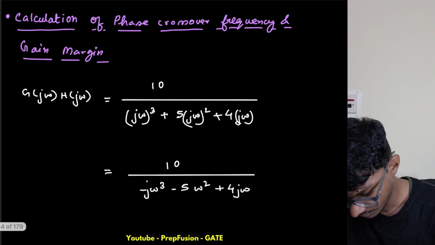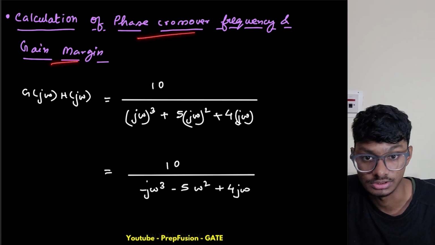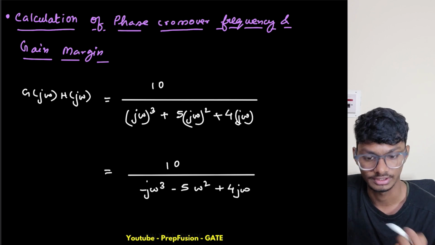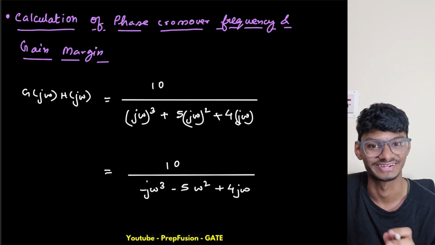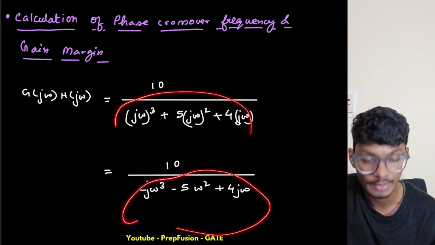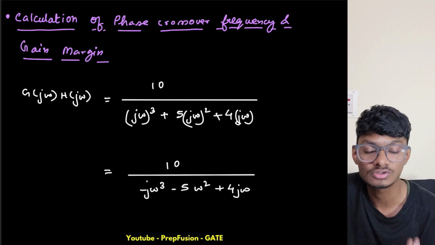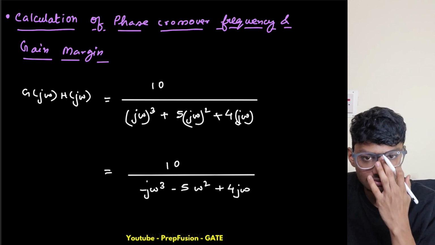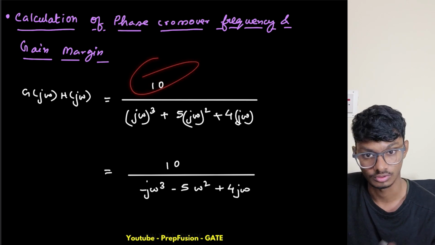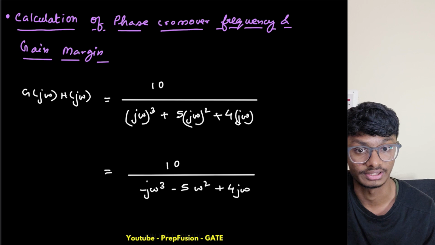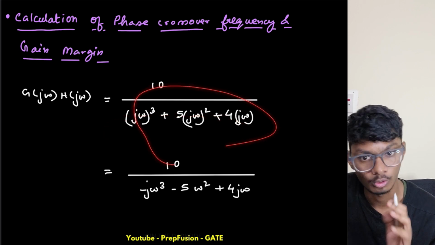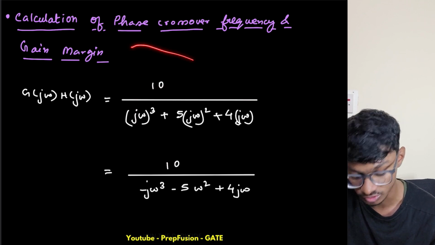And again here we are calculating the phase crossover frequency and gain margin. So tell me, will the phase crossover frequency change? If you said that it will change, you're not correct, because phase crossover frequency depends on the denominator, and we just have to make the imaginary component 0. Does phase depend on the magnitude of the numerator? No, it depends only on the poles and zeros, and poles and zeros are the same here. We don't have any zeros, and the poles are also the same. That's why my phase crossover frequency will not change.